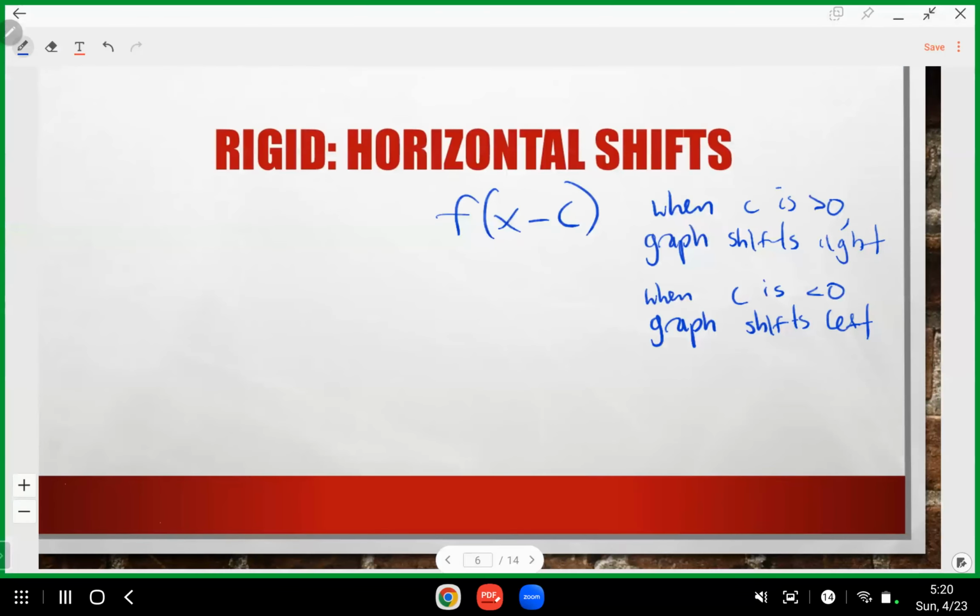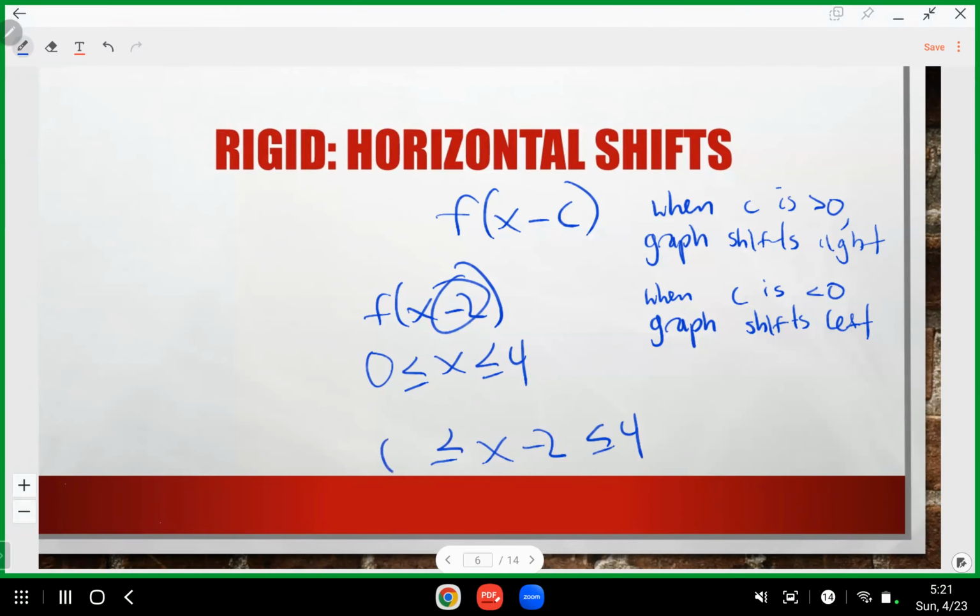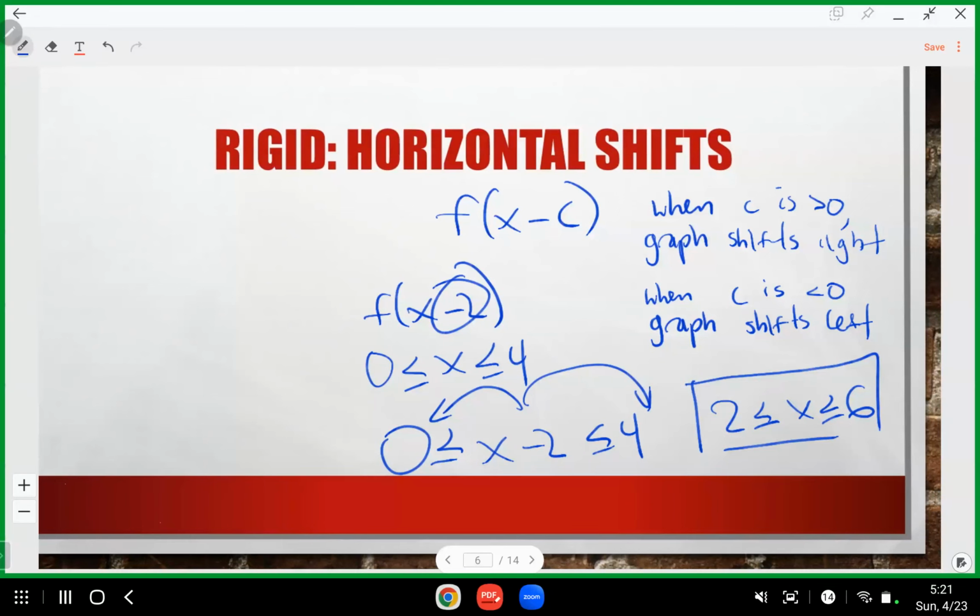If you go back to the PowerPoint, let's say it's f of x minus 2, right? And the domain, let's say for this imaginary function right now, is 0 to 4. It's a common example. So when you subtract 2 from it, you have to plug in x minus 2 into this inequality. And when you solve for x, the domain actually shifts right. You have to solve the domain first. That is why domain is priority. It's very important. Okay.